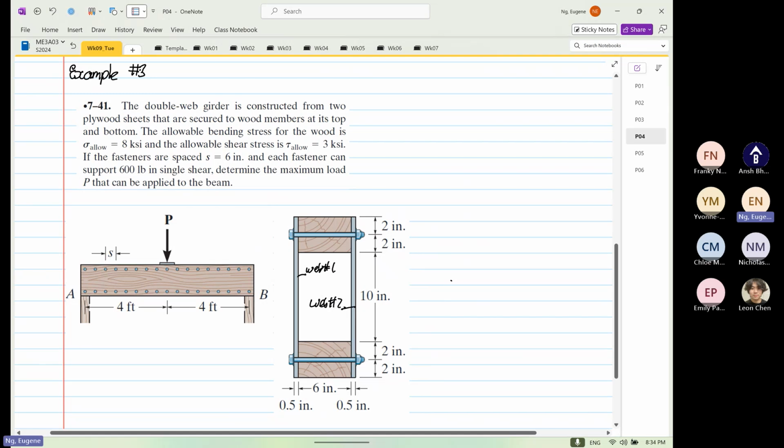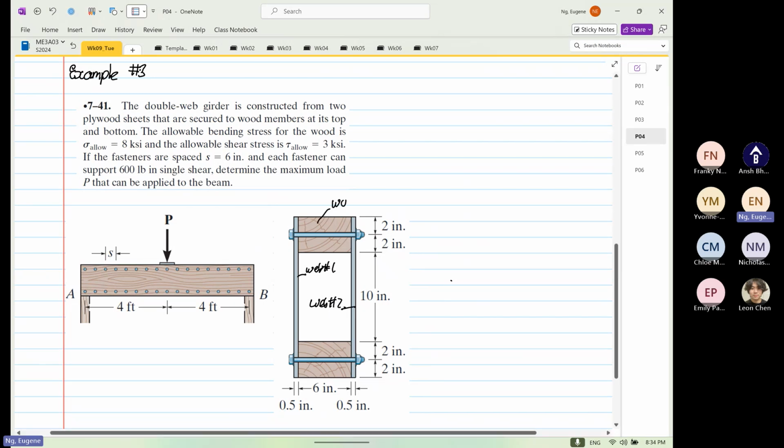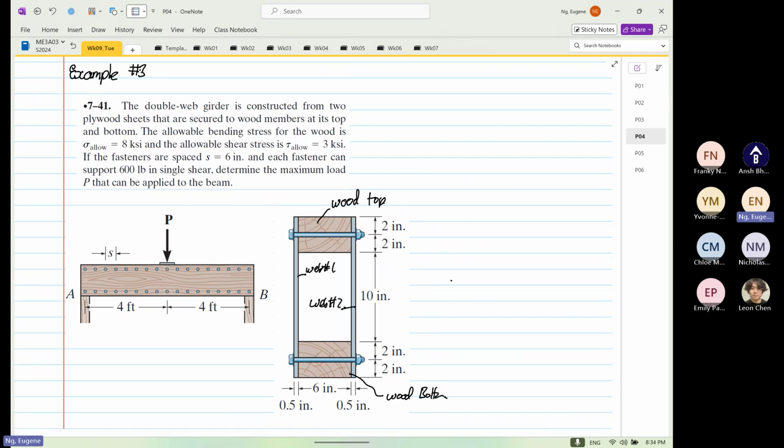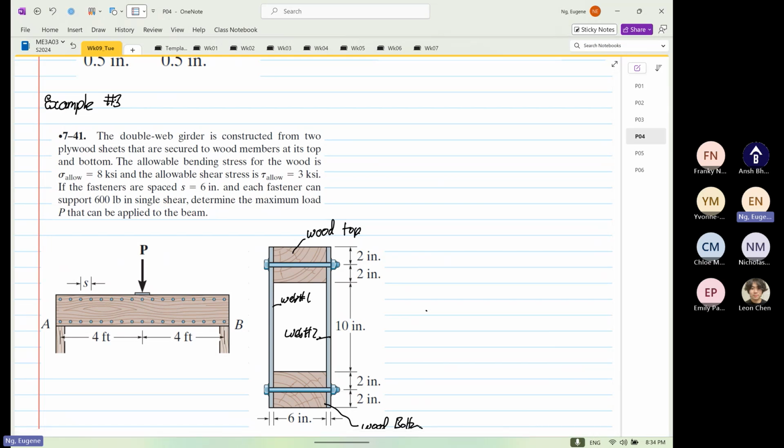It's constructed from 2 plywood sheets that are secured to wood members at the top and the bottom. So this is known as our wood member top. This is our wood member bottom, right? And given to us, it's interesting, this problem. The allowable bending stress for the wood is 8 KSI. So they have given us values, and you may ask, hey, this is shearing stress, why give us normal stress?